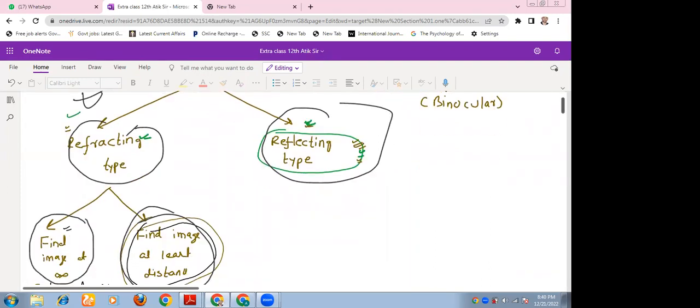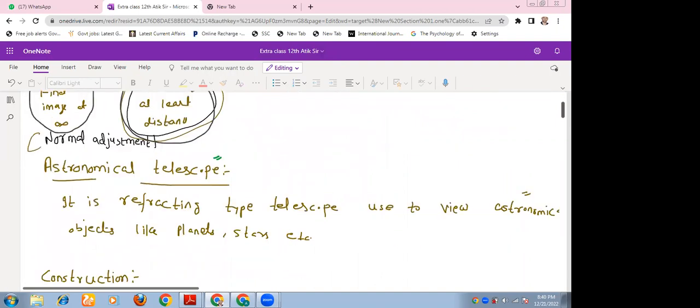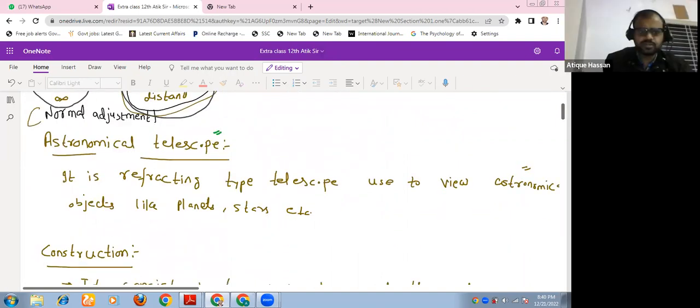All right. Now if you see the definition of the astronomical telescope, it is a refracting type telescope used to view astronomical objects like planets, stars, etc. As the name suggests, astro comes basically from astronomical objects like stars and planets.